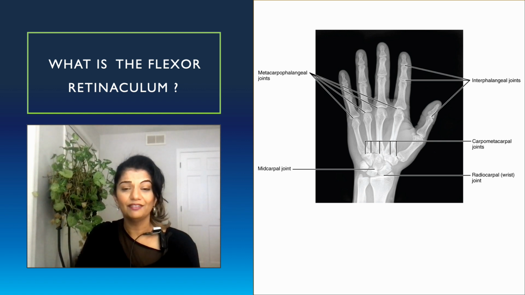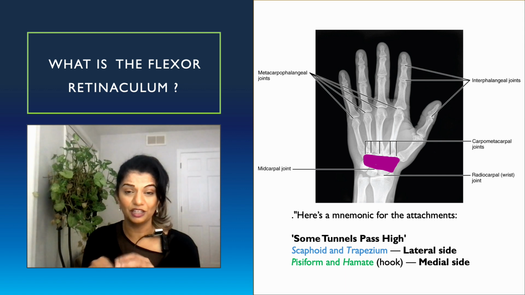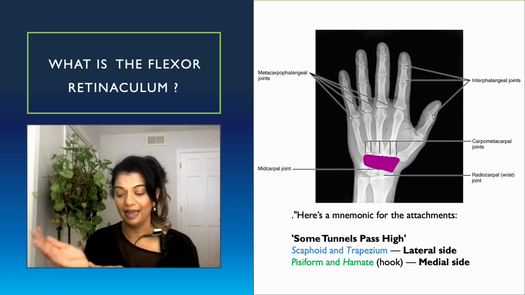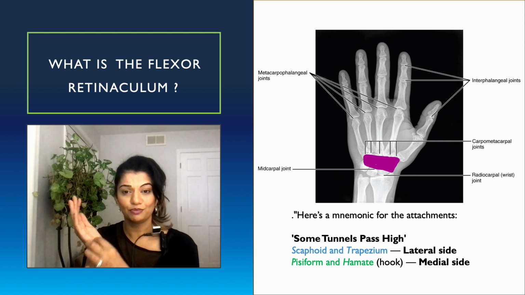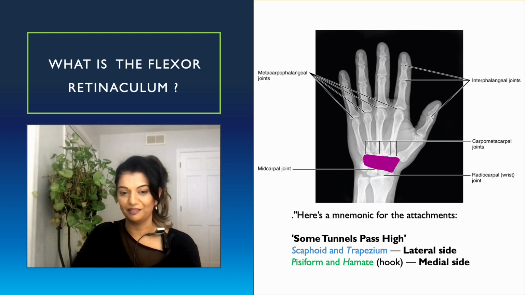Now let me show you where it's at first. So it's in this area, and then in order to know the attachment points, there are four that you need to be aware of. On the lateral side, which is going to be near your thumb, in the anatomical position, you've got the scaphoid and the trapezium. And on the medial side, you've got the pisiform and hamate carpal bones. So that's really where it attaches. Now, this mnemonic, some tunnels pass high, is a way you can definitely remember that.